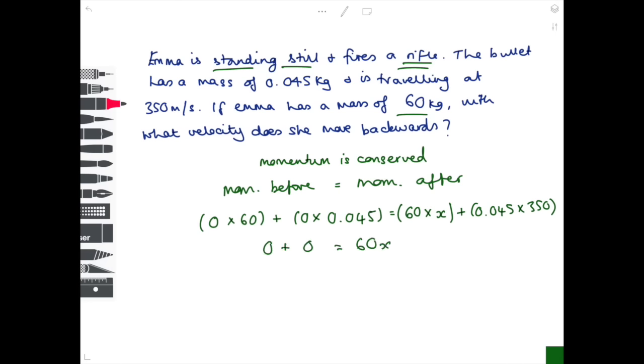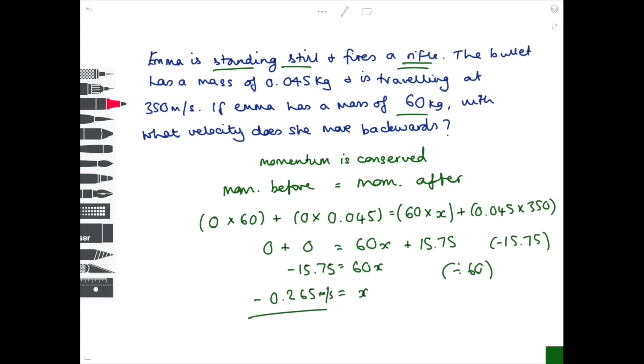We have 60x plus 0.045 times 350 to get 15.75. How do we solve that equation? Well, we take away 15.75 from both sides to get the 60x by itself. How do we make x by itself? Divide by 60 on both sides. So her velocity is minus 0.265 meters per second.